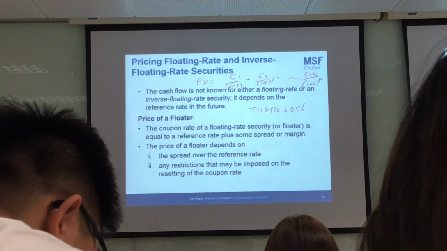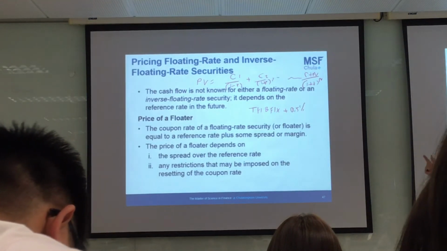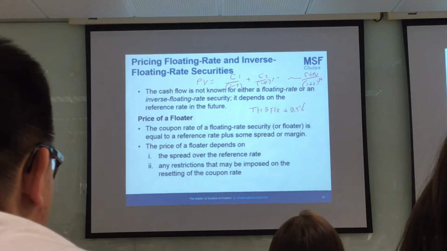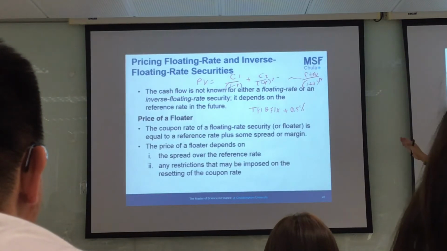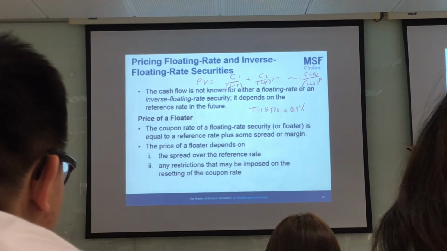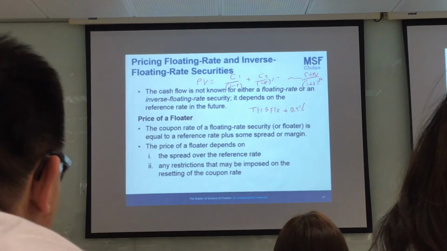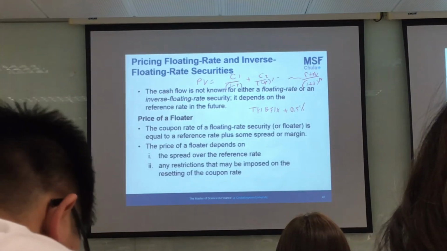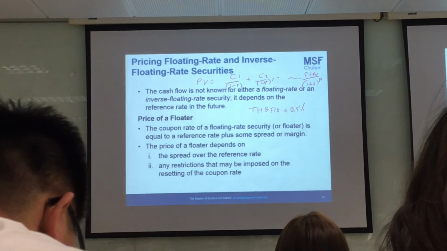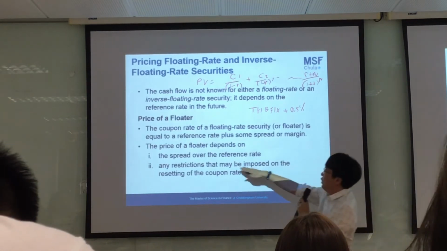So you can see that C, the numerator, and R, they just move together, because the same reference rate determines the coupon C and is also the discount rate. So they will move around par, except if the spread changes over time.